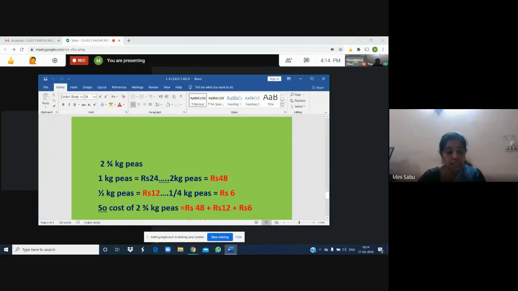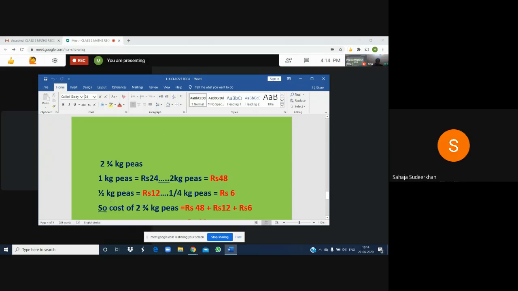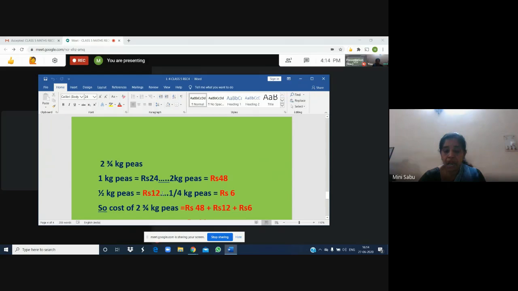Then if 1 kg is 24 rupees, how much will half kg be? When the weight becomes half, the price also becomes half. 1 kg became half kg, 24 rupees became 12 rupees. Is it clear? Then if half kg is 12 rupees, 1/4 kg means half of this. Half of 12 rupees is 6 rupees.